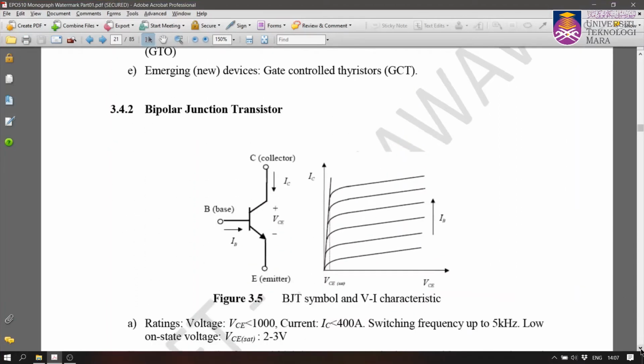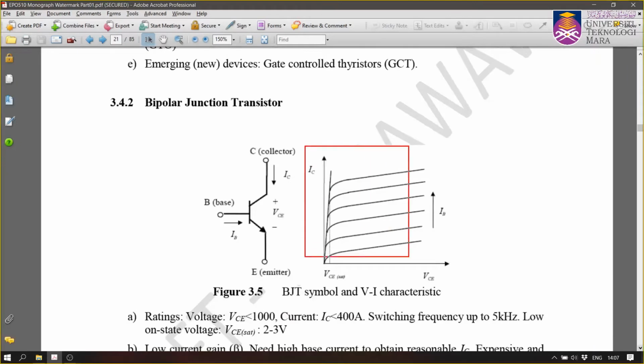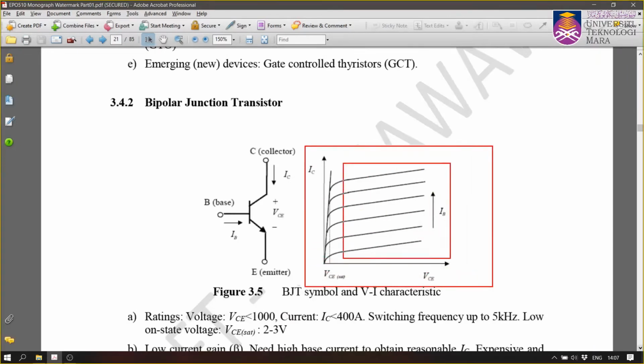Okay, so we look into the BJT. I think this is a very familiar IV characteristic. So normally we operate in that region, isn't it? So that's why it works at the saturation level area. Right? It works at that saturation level. When you increase IB, then you can see the increase of IC. Yeah? So you have collector, base, and emitter. Yeah? This is the bipolar junction transistor.